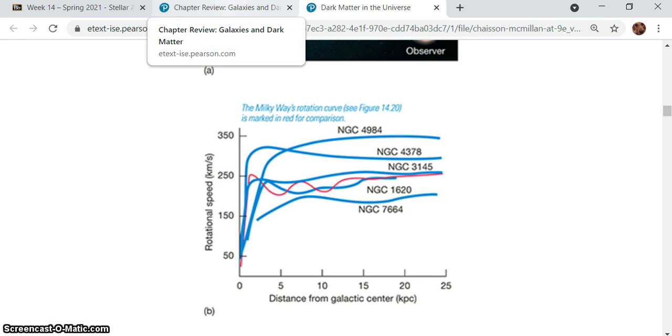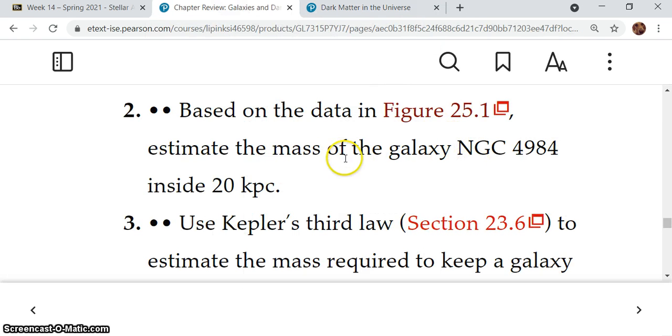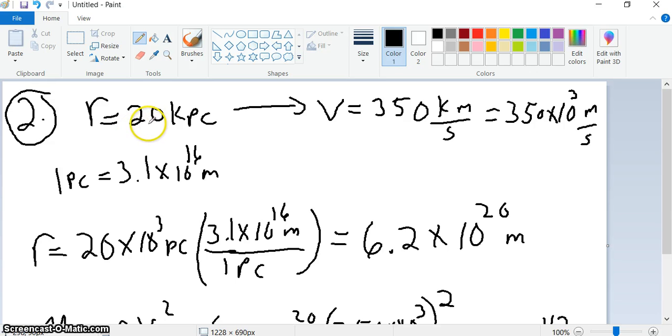Right. All right. So what? And then of course, what we're going to do with that information is we're going to estimate the mass. All right. So let me pause it and then I'll write it up. So from the graph, for this particular galaxy, the curve at the top, right, at 20 kiloparsecs, the velocity was 350 kilometers per second.